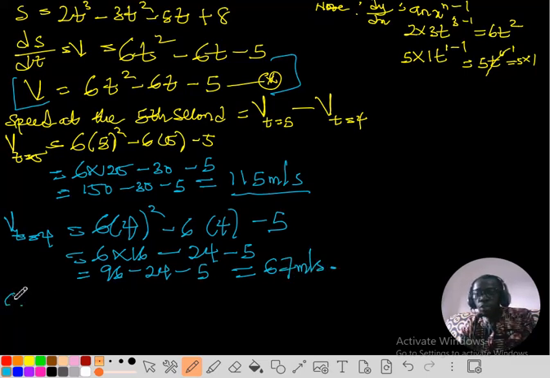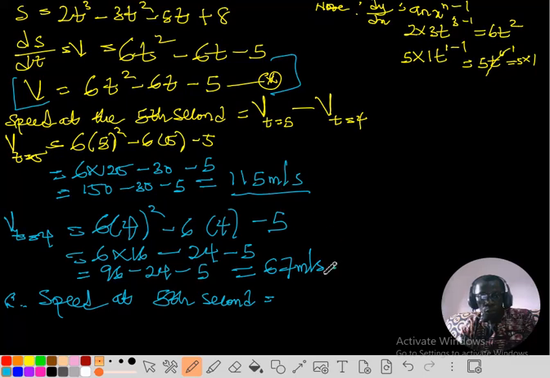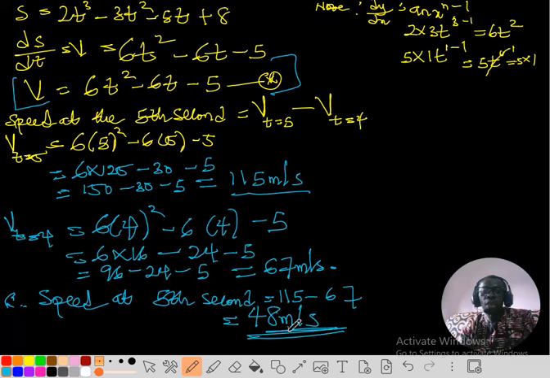Therefore, the speed at the 5th second is going to be v of 5 when t equals 5, 115 minus 67, and that will give 48 meters per second. Therefore, the speed of the body at the 5th second is 48 meters per second.